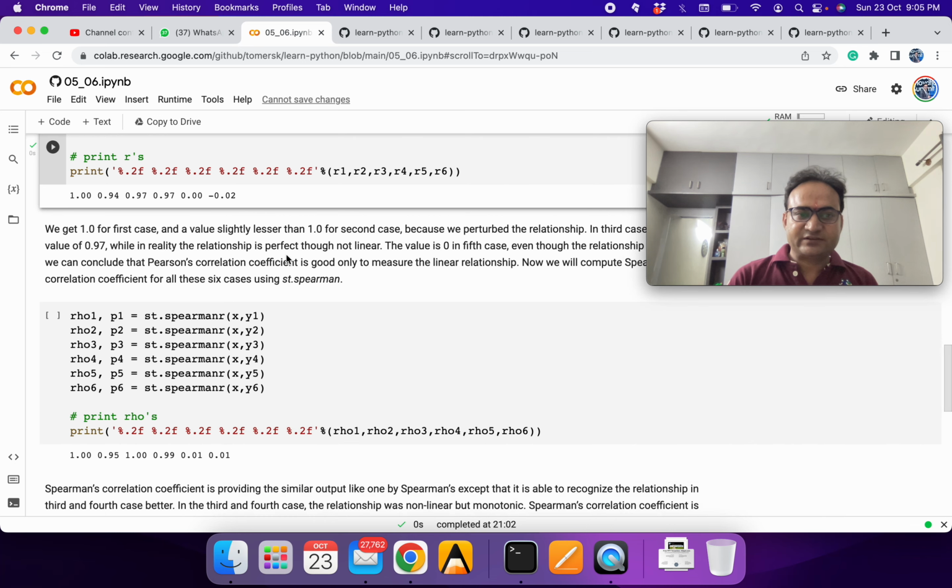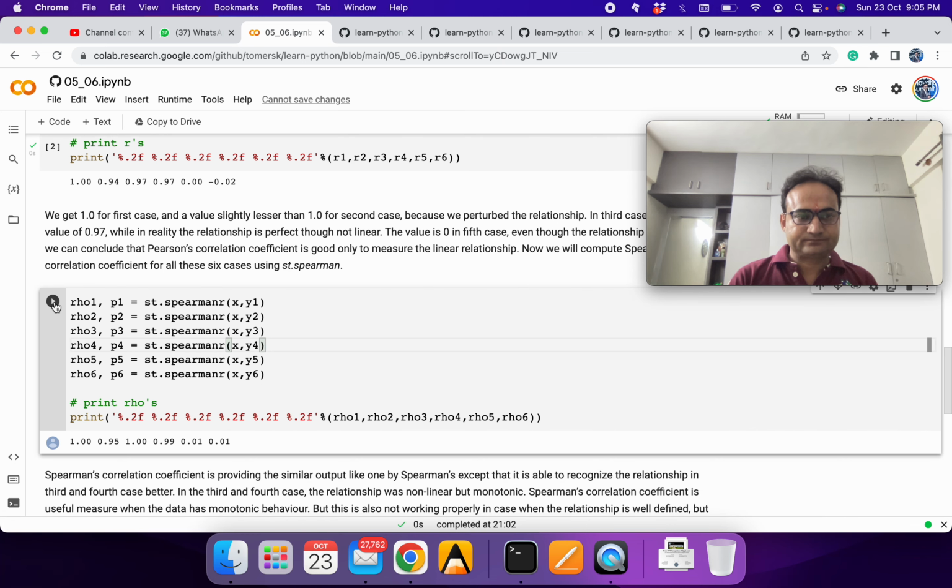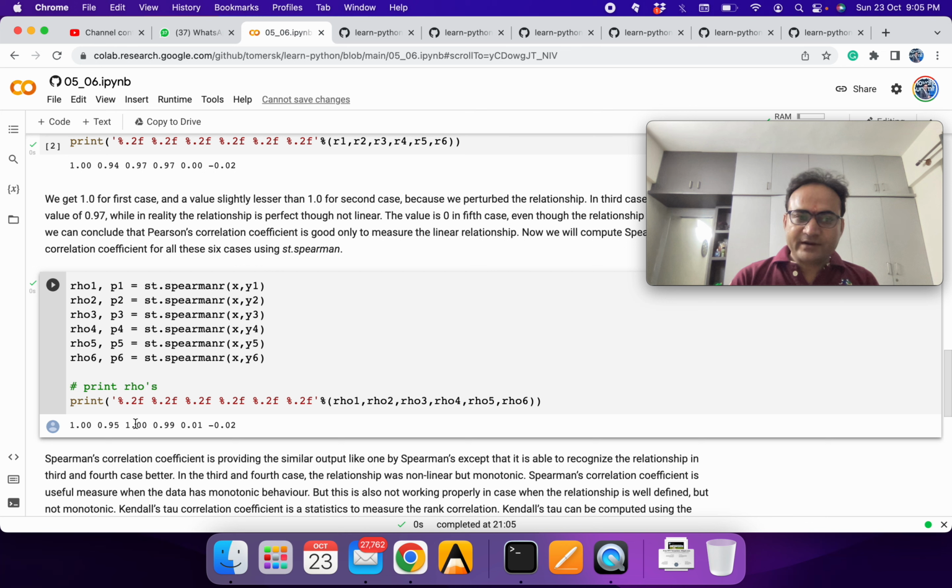Now let's look at Spearman correlation, and we run it. So what is happening here? We are getting nearly the same behavior for the linear. But you see here what is happening for the monotonically increasing. It's giving the value of 1. So it means Spearman correlation is able to capture the behavior perfectly in the case of a monotonic function also. It doesn't have to be linear or nearly linear. So it's doing a good job.